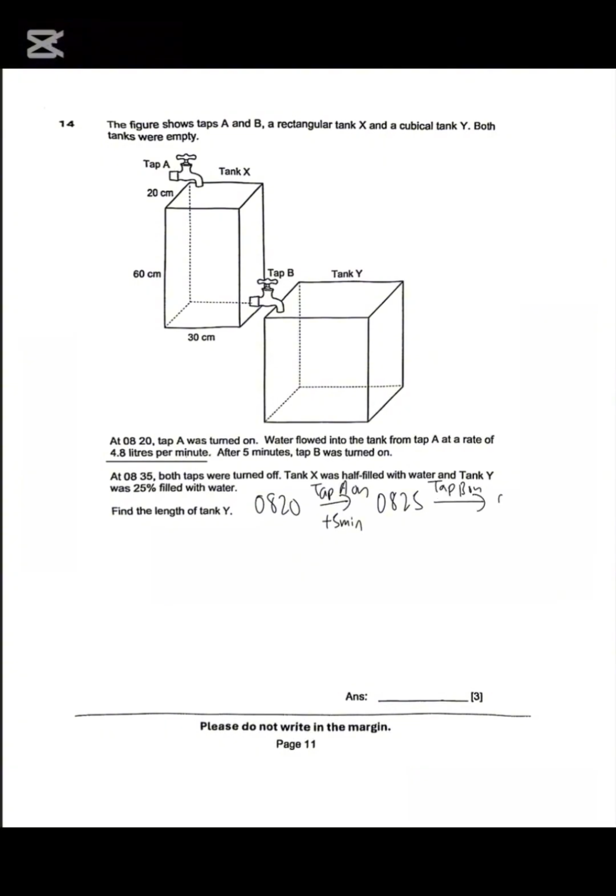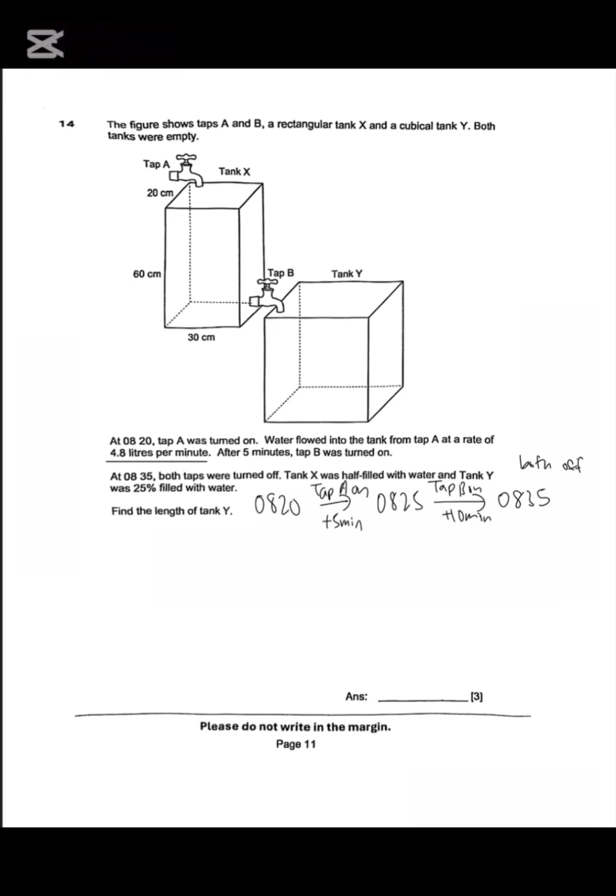Okay, so at 0835, both taps were turned off. And that means there's plus 10 minutes from 0825 to 0835. Tank X was half filled with water and tank Y was 25% filled with water.